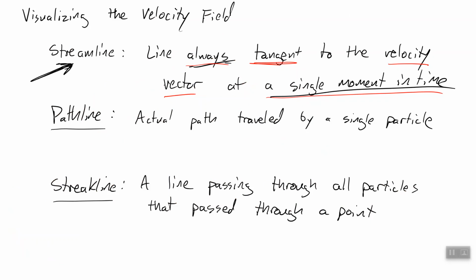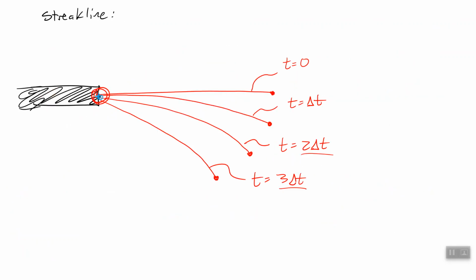Remember, that's kind of the key word here. A line passing through all particles that passed through a point. So we could draw a line between them. This represents a streak line. Honestly, we don't use this one very much, so I wouldn't worry about it too much.